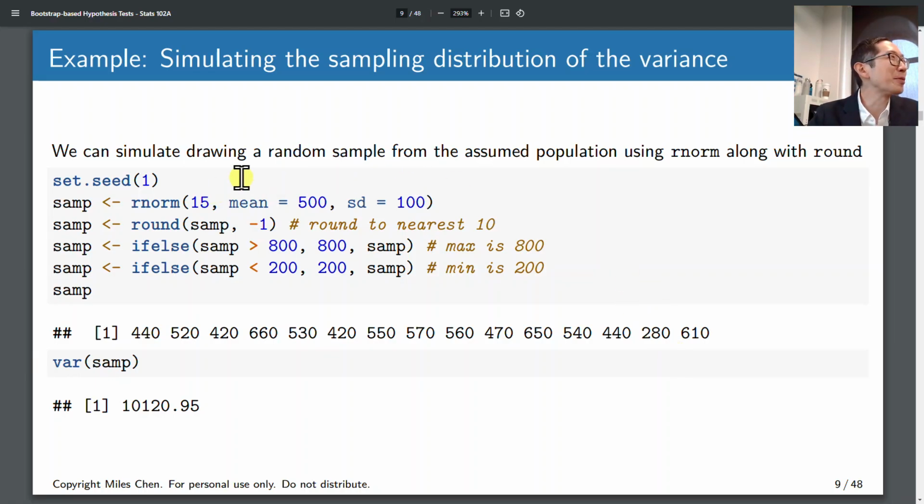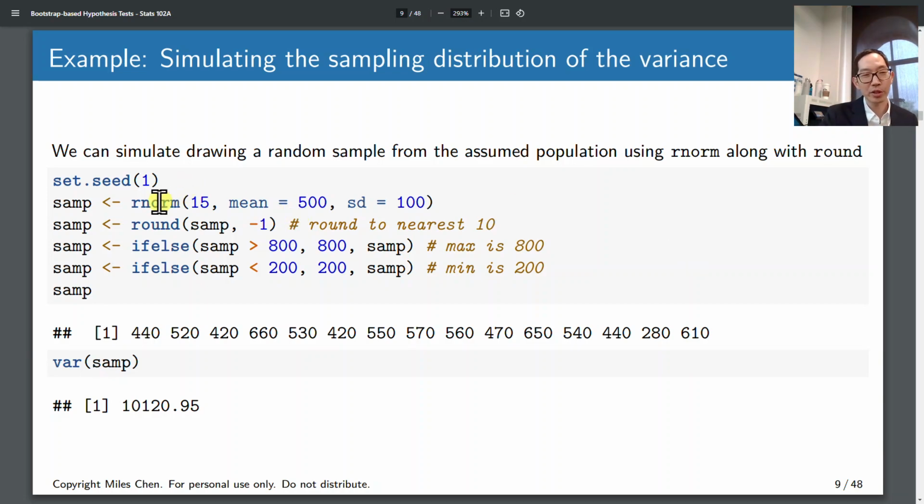But let's say you don't remember that, okay? We can just do this, all right? And technically, our thing isn't 100% normal because we have to do a couple things to it, because it's SAT scores. So we're going to simulate drawing a random sample from our population.